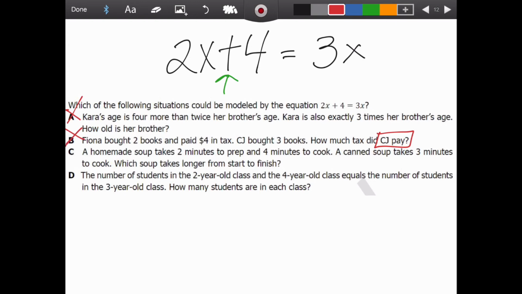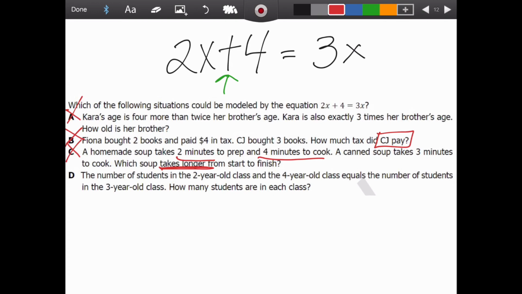Let's look at C. A homemade soup takes 2 minutes to prepare and 4 minutes to cook. A canned soup takes 3 minutes to cook. Which soup takes longer from start to finish? Well, guys, again, it's just telling us the times. If we're figuring out which one takes longer, we would be subtracting the different times. And again, we're not asked if they're equal or the same. Option C, not our answer. So hopefully it's option D.